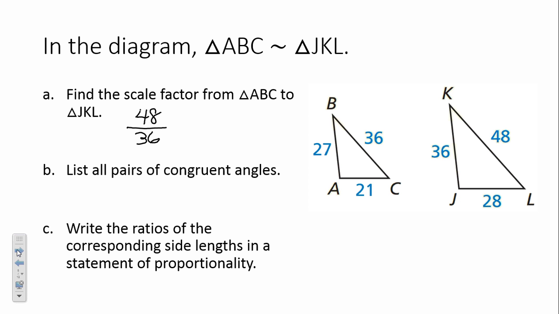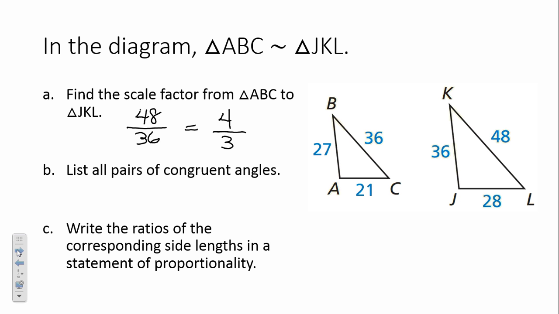You could divide by 3, but we wouldn't be done. Okay? So 12 is our greatest common factor here, isn't it? 48 divided by 12 is? And 36 divided by 12? 3. So we have a scale factor of 4/3.